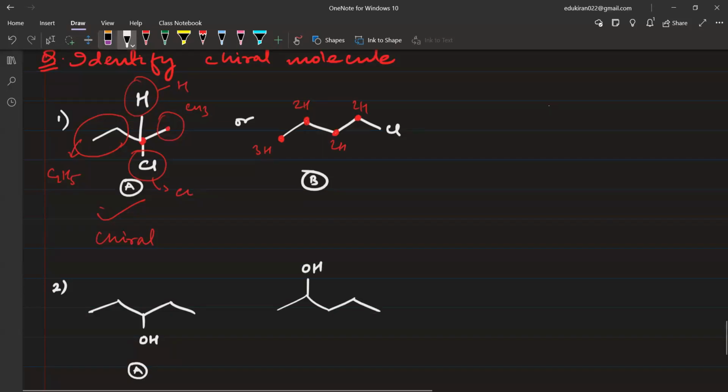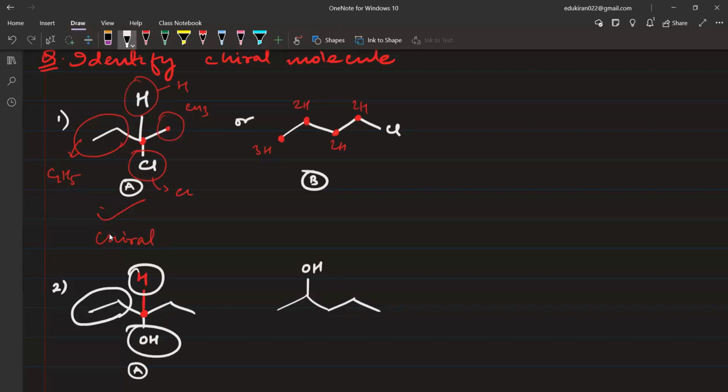Now, from the previous question, we can understand that you will now minimize the steps. You identify, just write directly here, alpha carbon, right? How many hydrogens here? 1 hydrogen. So this can be chiral. We have to check. This is OH. This is hydrogen. Okay. So 2 different groups.